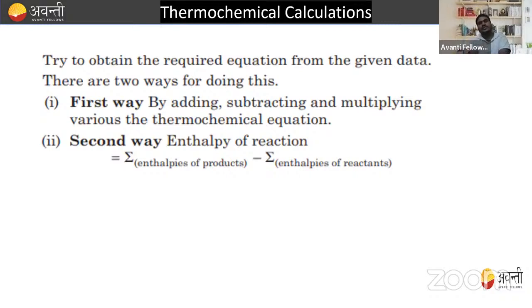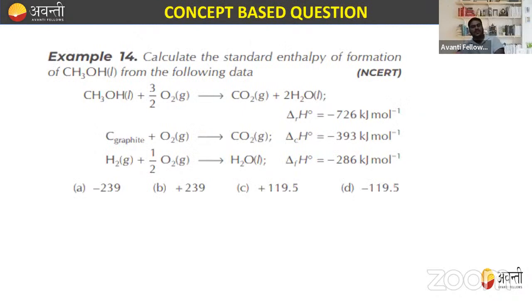There are two ways of doing this. The first way is by adding, subtracting, and multiplying various thermochemical equations, or the second way is by taking the enthalpy of reaction as enthalpy of products minus enthalpy of reactants. So that also you can get it. Now, in this question you have to calculate the standard enthalpy of formation of methanol. So we know how you prepare methanol. So what is the aim here?